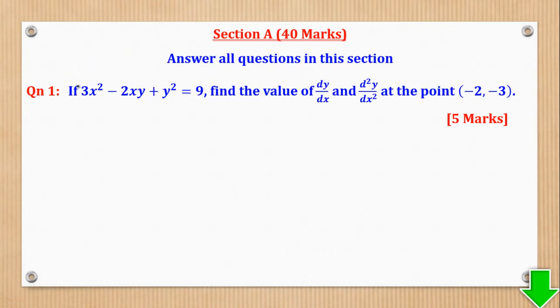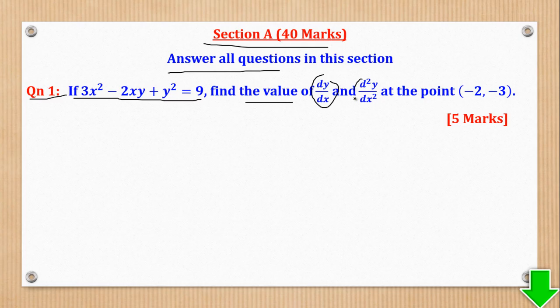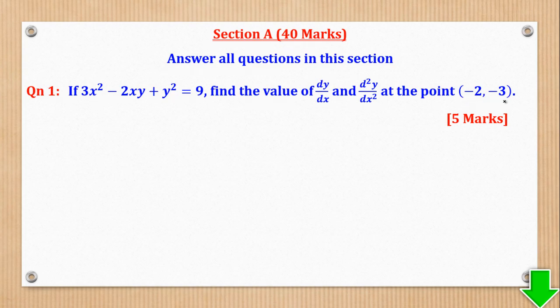So now we shall go to the paper. This file was split into 2 sections, Section A and Section B. Section A has 40 marks, and you are supposed to answer all. They are compulsory. So question 1 says, if this is equal to 9, find the value of the second derivative at the point -2, -3. That means that x is -2, y is -3.